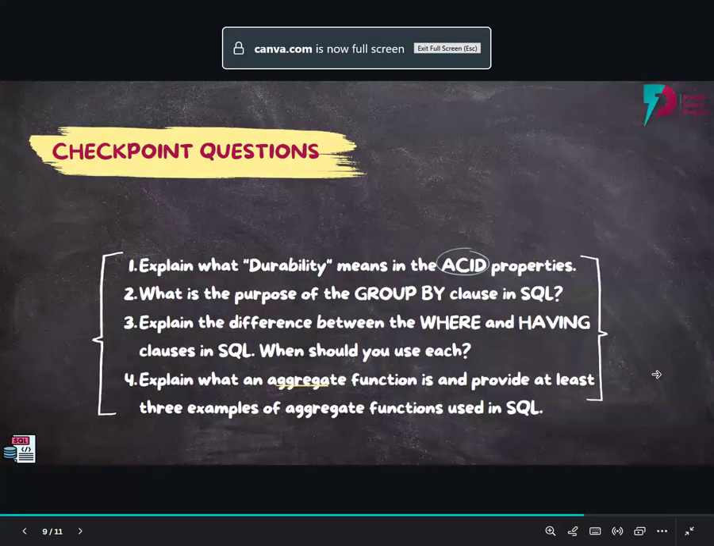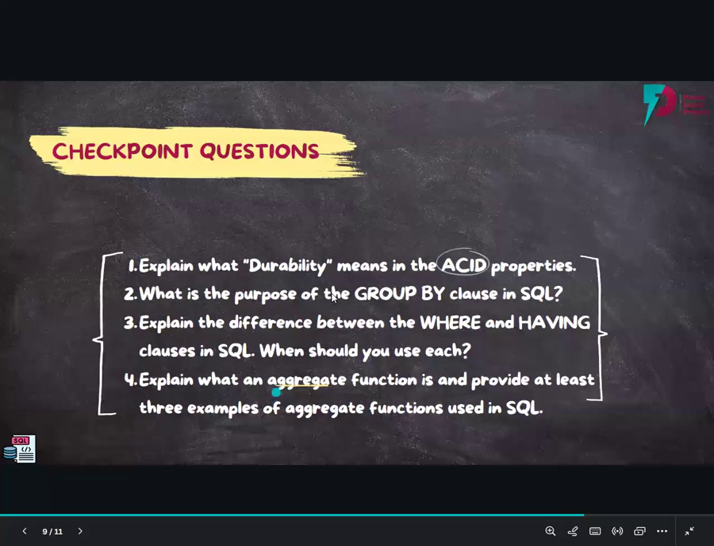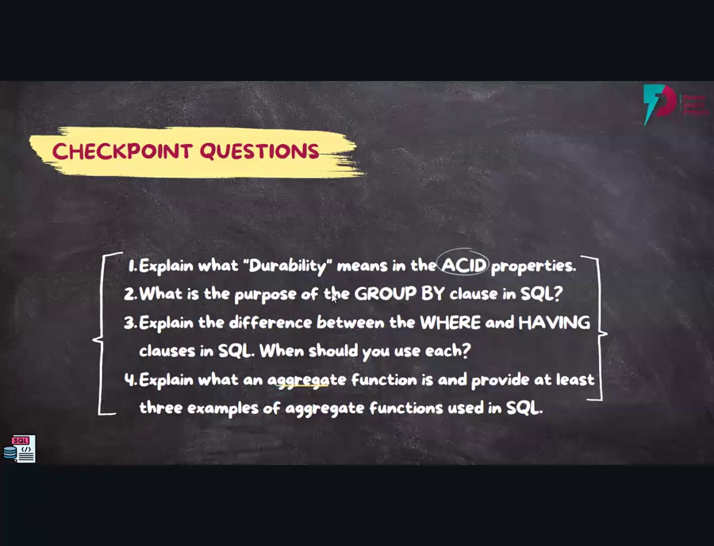Checkpoint questions. Number 1, explain what durability means in the ACID properties. We've already covered durability. Durability is when you want to save all the data in the database. So, explain the durability part. Let me read some of your comments in the chat. Go to the next one.